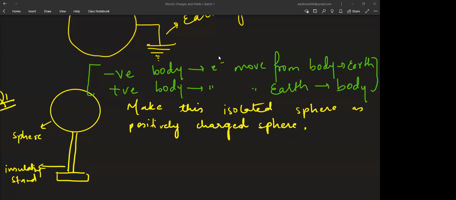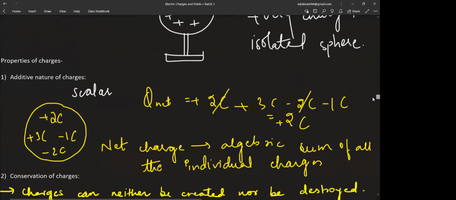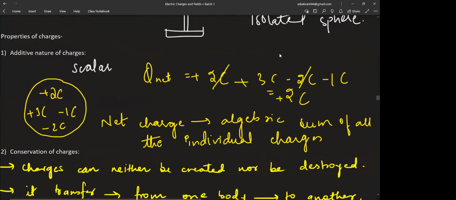All right. Fine. So we have to start with the properties thing. See, there are 4 properties of charges. First property is additive nature of charges. Additive nature of charges means charges are scalar quantities. Now, what is meant by scalar quantities?